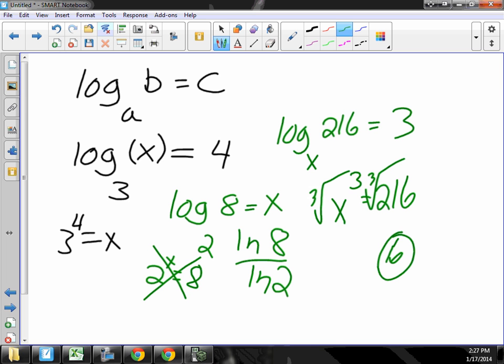So if a is missing, convert to exponent. If b is missing, convert to exponent. If c is missing, just use the change of base formula: ln of the number divided by the ln of the base. Okay?